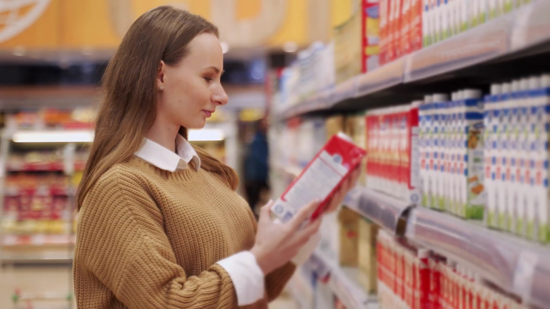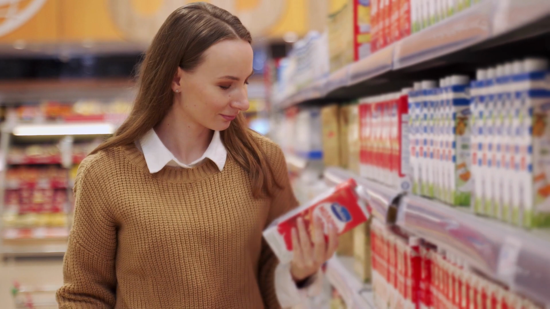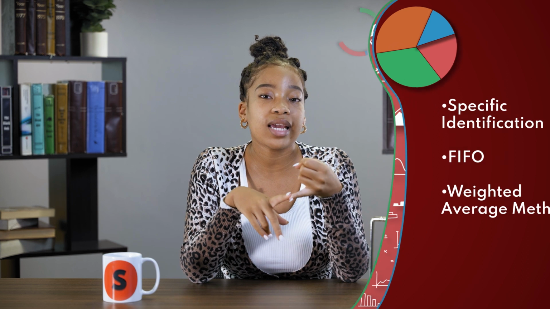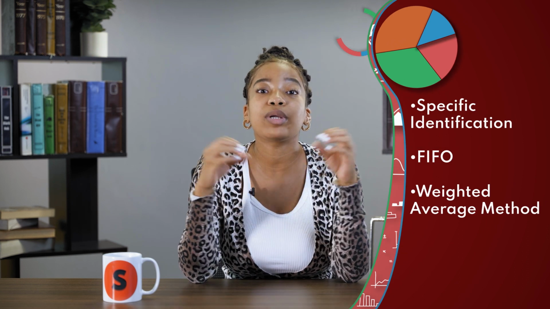So on the shelves at any time, there will be, for example, the same cans of condensed milk with different purchasing prices. When we do stock taking, at what price are we going to value the condensed milk cans? The three options at school level are specific identification, first in, first out, and the weighted average method that will be used to demonstrate the valuation of stock.